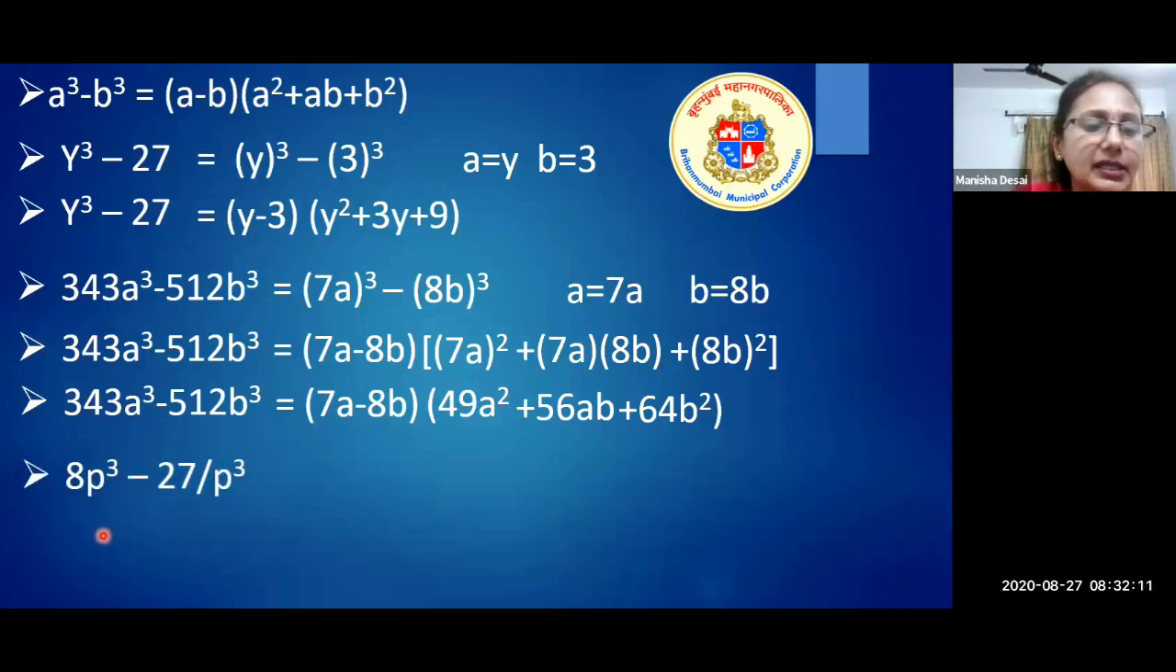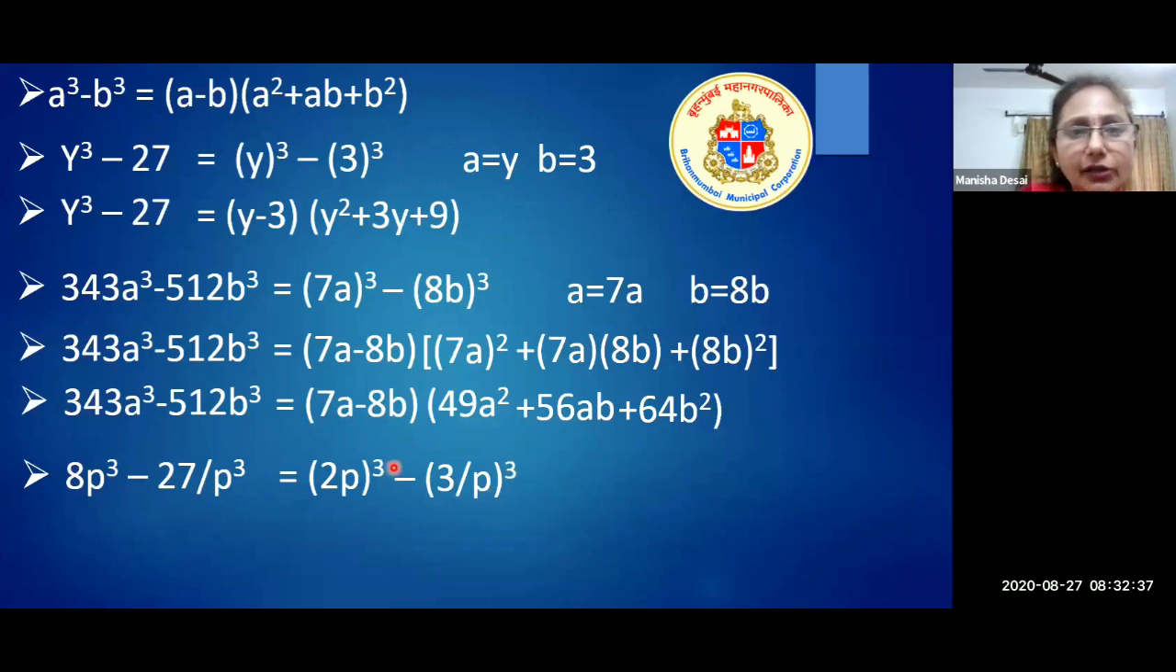Our next example is 8p cube minus 27 upon p cube. So now, what is the cube root of 8? 2. So it can be written as 2p the whole cube. Now, what is the cube root of 27? 3. So it can be written as 3 upon p the whole cube.